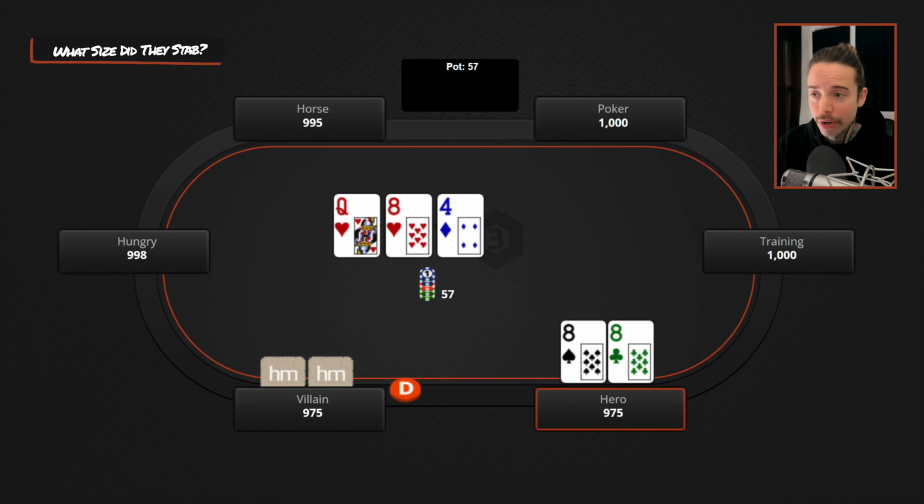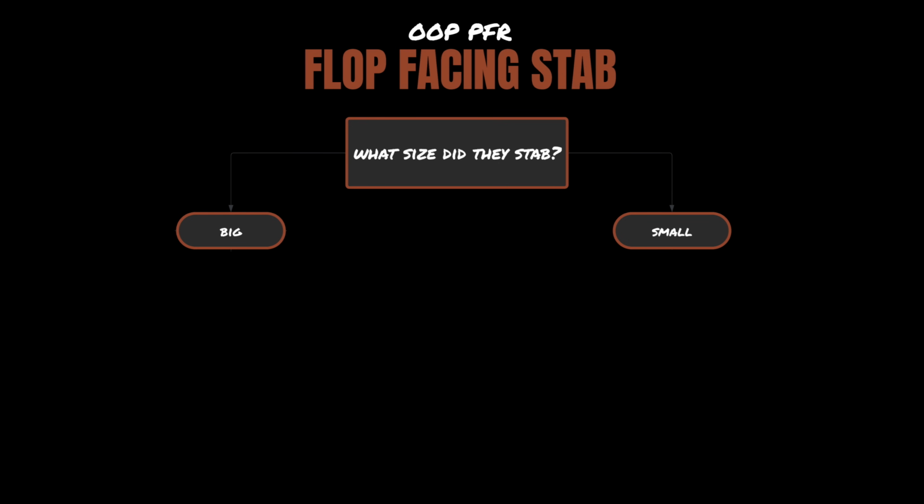I would say yes. So we're going to check our entire range here. Now our opponent stabs for $40 into 57. Back to our handy dandy chart here. What size did they stab? Well, this is a pretty big size, over 2/3 pot on the flop. I would classify this as big.